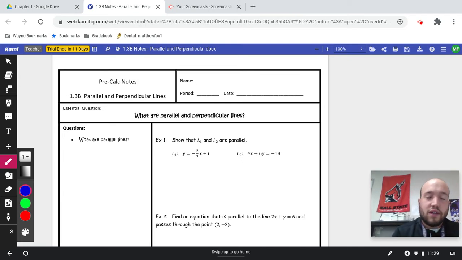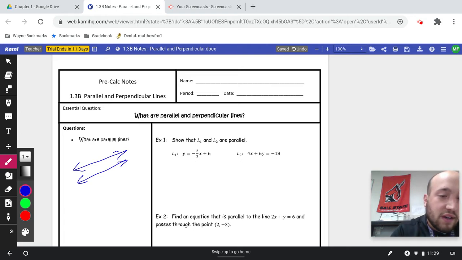So this first thing, parallel lines, I'm guessing most of you already know. It's when they run beside each other. They have to be on the same plane and they never meet or intersect. So lines on the same plane that never meet.